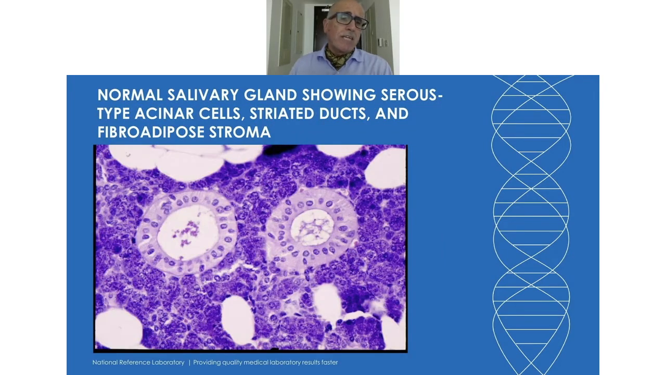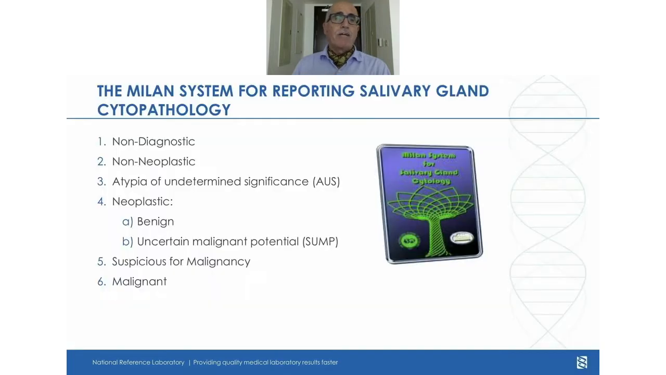And this is the equivalent histological image, and you can see very nicely the ductules and the background of the serous component of the acini, of the glands.